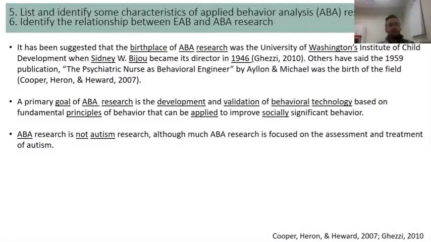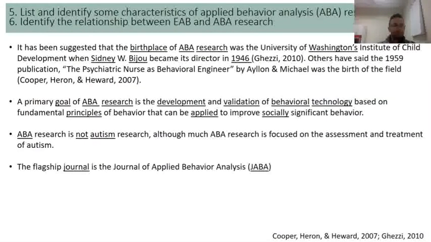But as I touched on briefly in the very first unit of this course, ABA research is conducted across many different aspects of life, across many different age groups. The flagship journal is the Journal of Applied Behavior Analysis, and I mentioned for EAB it was the Journal of the Experimental Analysis of Behavior, or JEAB. And so the primary, flagship journal in ABA research is the Journal of Applied Behavior Analysis.